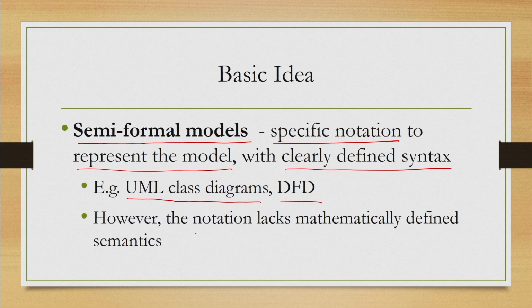However, the notations do not have mathematically defined semantics. So, we cannot actually use the notations to reason about the properties of the system. We can simply represent it, but the notation is not suitable for reasoning in a formal sense. Informal reasoning is always possible, but formal reasoning is not possible.